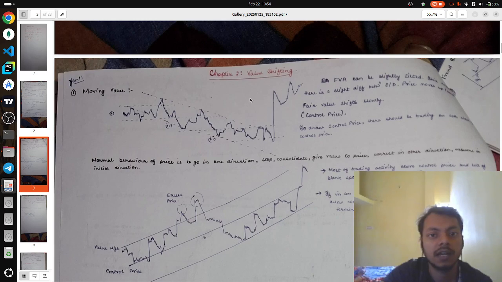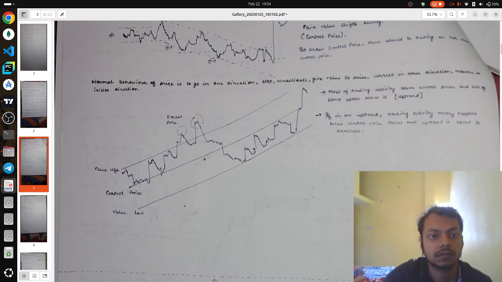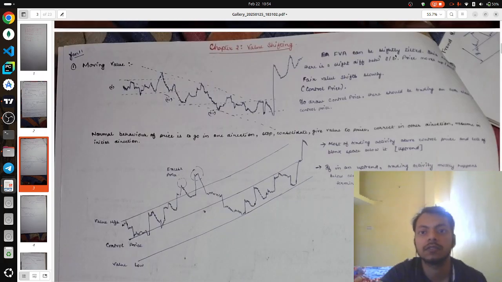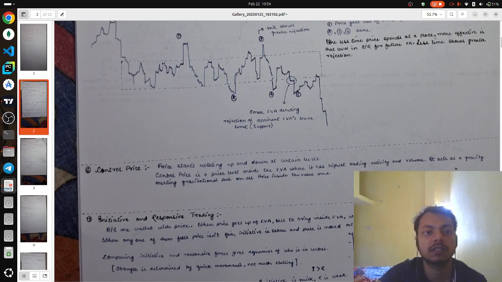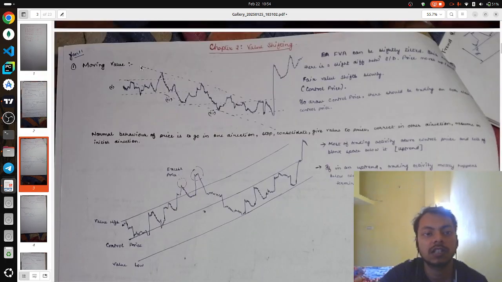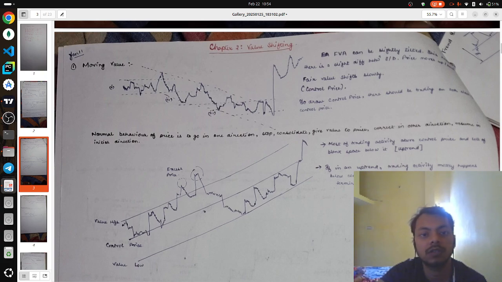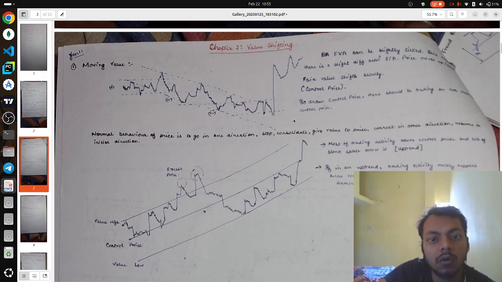After that, we had value shifting. Value shifting is like we had drawn fair value in a horizontal sheet. All these were horizontal ones. In value shifting, what happens is that the value shift FVA can be slightly tilted. Yeah, here the fair value area is not a horizontal one; it is a tilted one. See, and here the control price is a slanting price.